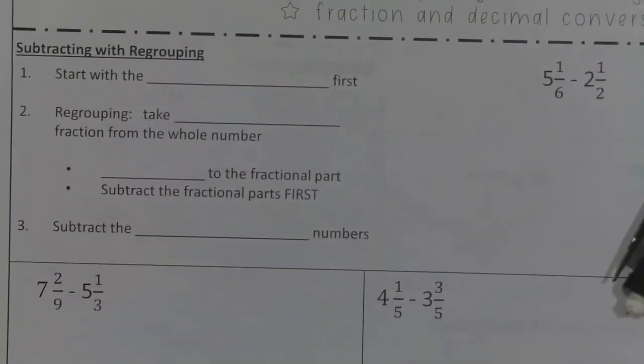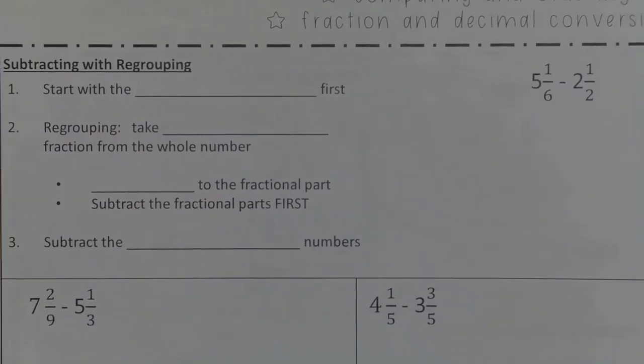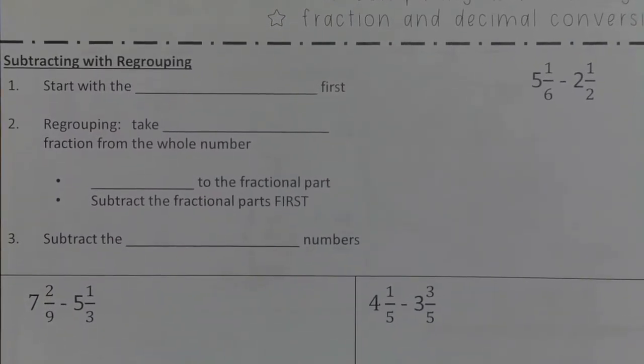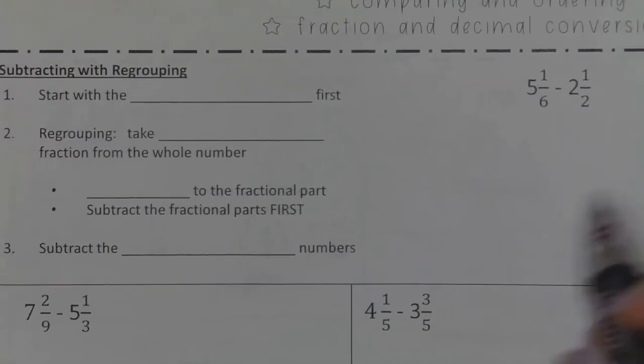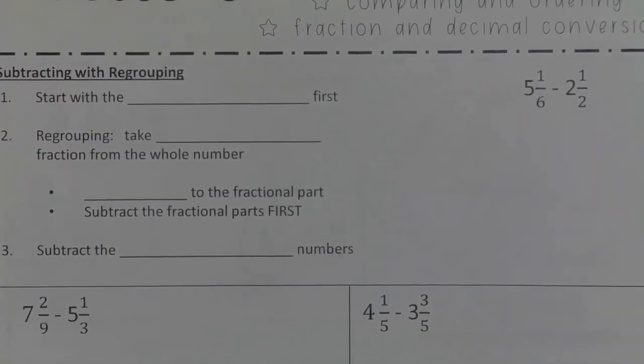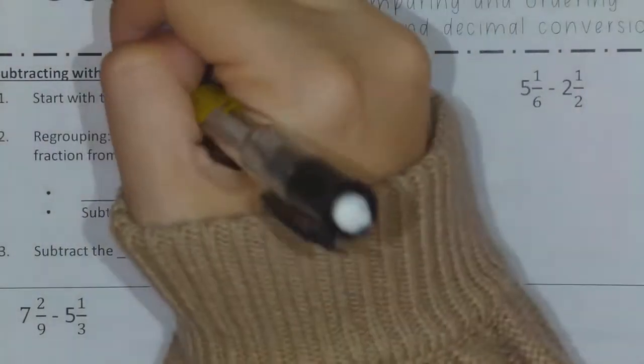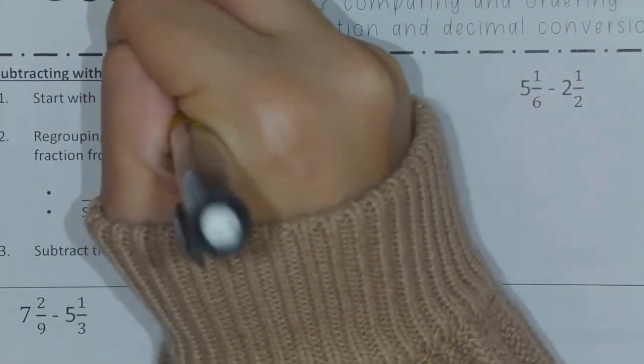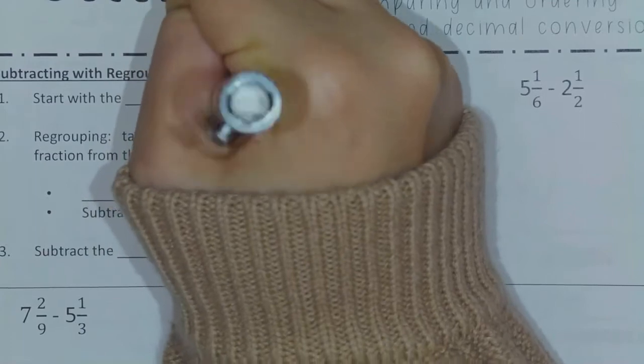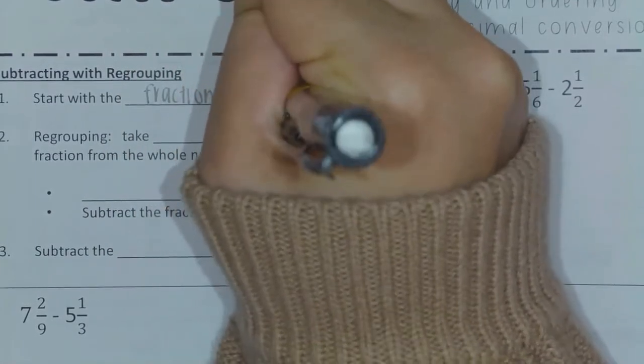And now let's look at, well, what happens if I have to regroup when I subtract? So here's what's going to happen. Whenever I see a mixed number, because that's where we're going to see regrouping happen, I always want to start with the fractional parts first. And we're going to follow all the same steps that we just did.